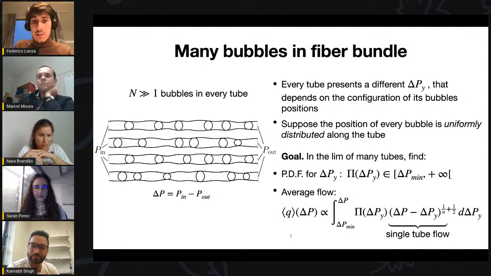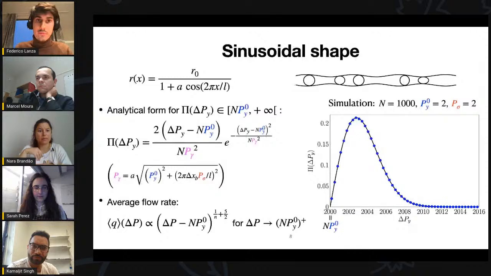This probability density function allows us to compute the average flow rate of the fiber bundle. It can be seen as the sum of the flow rates of every tube, or better, the integral of a single tube flow rate multiplied by the PDF, by the probability of that tube to have that value of delta Py, integrated over all possible values of delta Py. And in general, the domain of this PDF can vary from a minimum value to plus infinity, in the limit, of course, of many bubbles. So far, we've talked about generic, non-uniform shapes of the tubes.